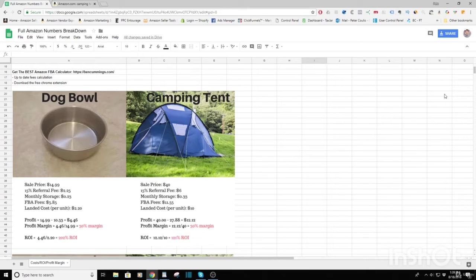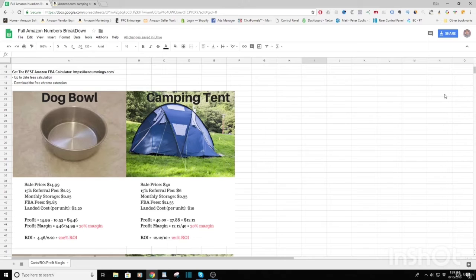So we have everything dialed in for the dog bowl. We know exactly what to expect before we even begin to invest a penny into this product. Is that not valuable information? Okay, let's go over the camping tent and just run over this comparison example. Sale price is $40, much more high-ticket item.